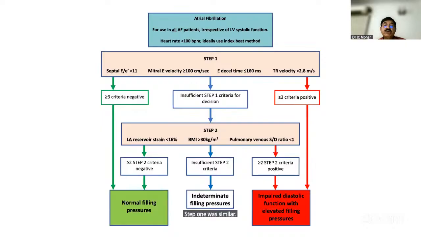The problem was with step 2, which was very different from the ASC. And of course, as usual, in step 2, there are 3 parameters; if 2 or more are positive, it is impaired diastolic function. If more than two step 2 criteria are negative, it is normal filling pressure. Now they had a nuanced diastolic function assessment in atrial fibrillation, unlike ASC, which had a different kind of approach. But remember, they also specified that the heart rate has to be less than 100 beats per minute, and they also suggest that ideally you should use an index beat method, which is very close to what one would get in sinus rhythm.